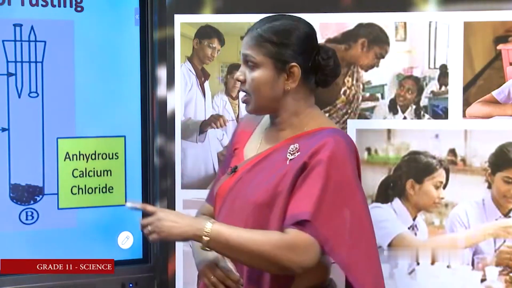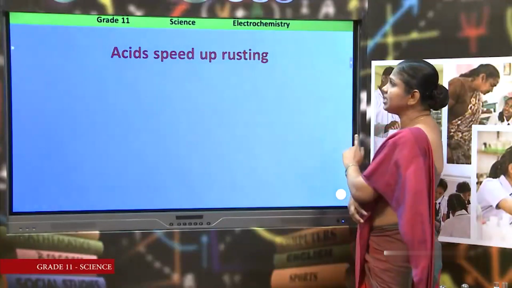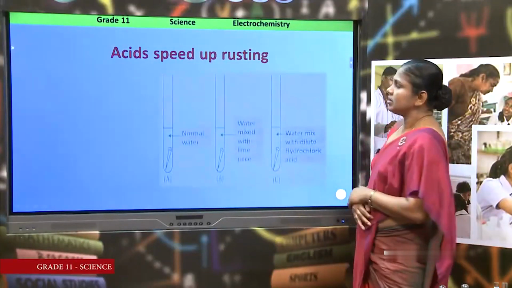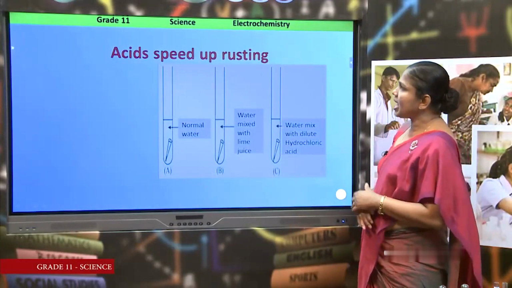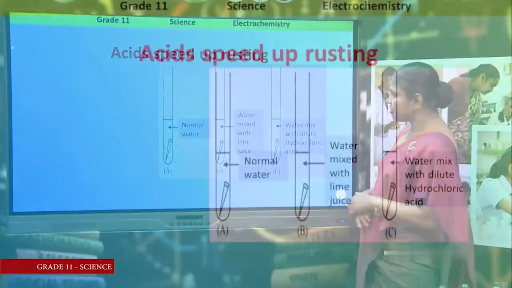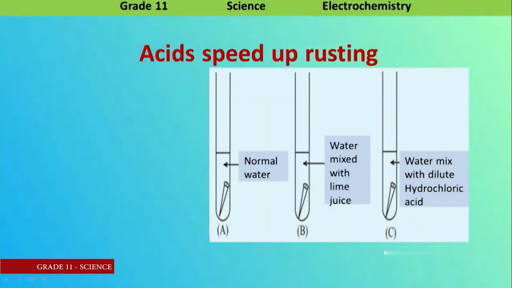Okay, children. Now, these simple activities show you that acids speed up rusting. Children, 3 test tubes have to be taken like this, and 3 clean iron nails must be placed inside them, and then here normal water, water mixed with lime juice, and water mixed with dilute hydrochloric acid.